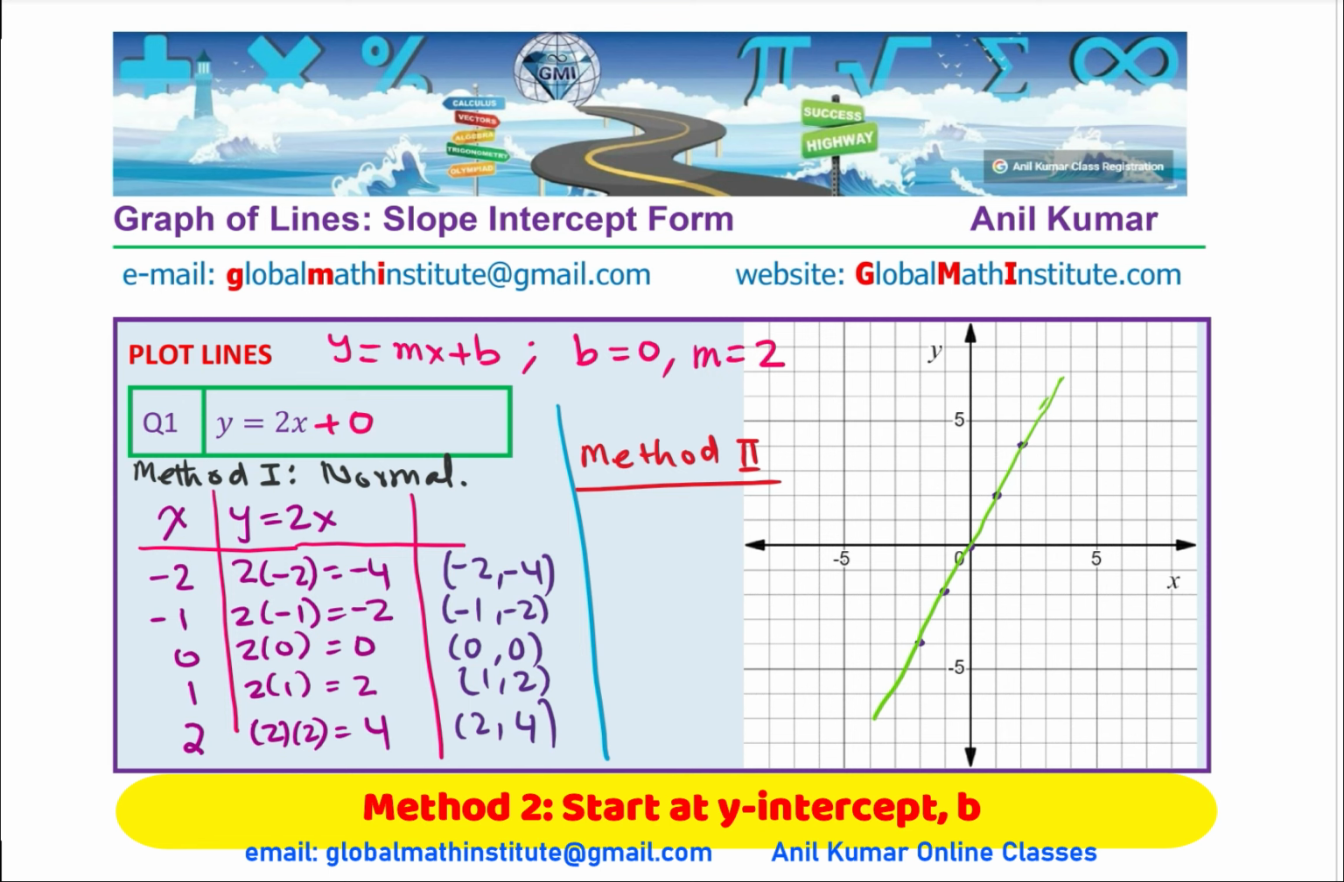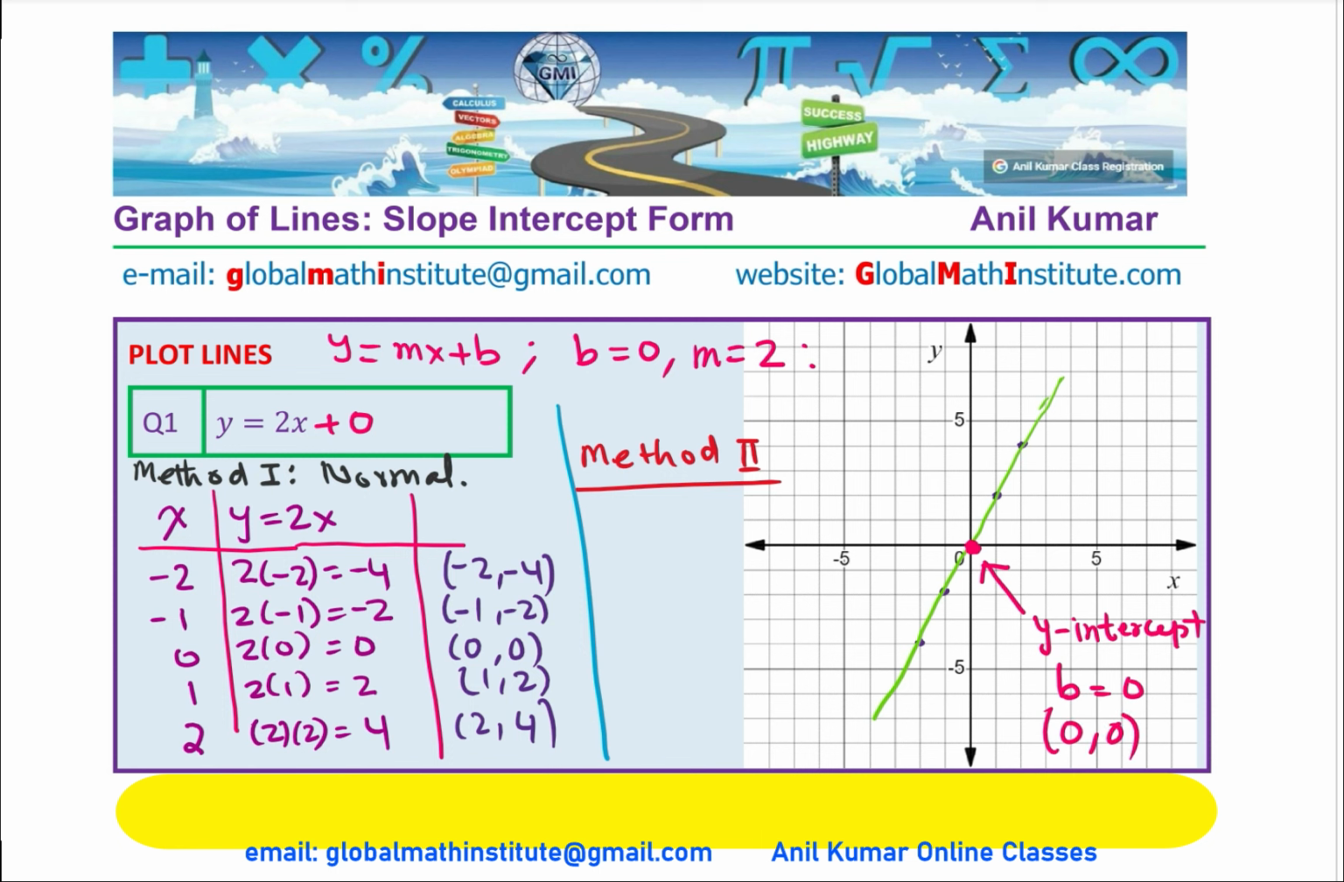So what we really do, the steps are like this. Step 1, go to the y-intercept, which is 0, 0, right? So here, that is your y-intercept. Since b equals 0, the point is 0, 0. Is that clear to you? So that is your step 1.